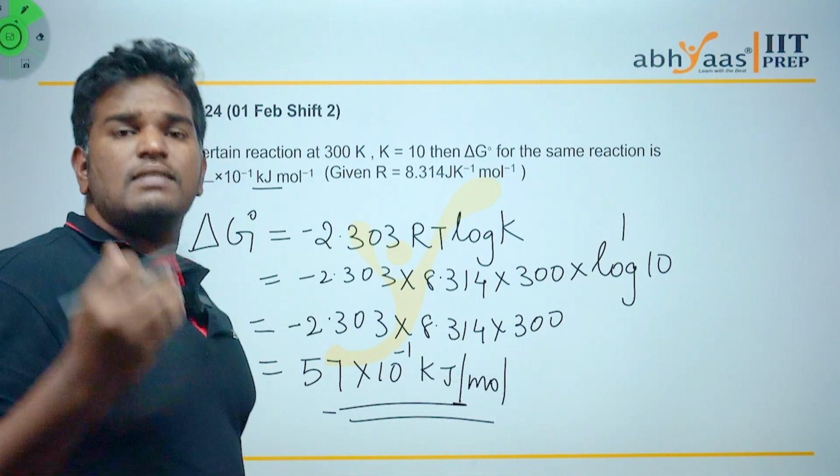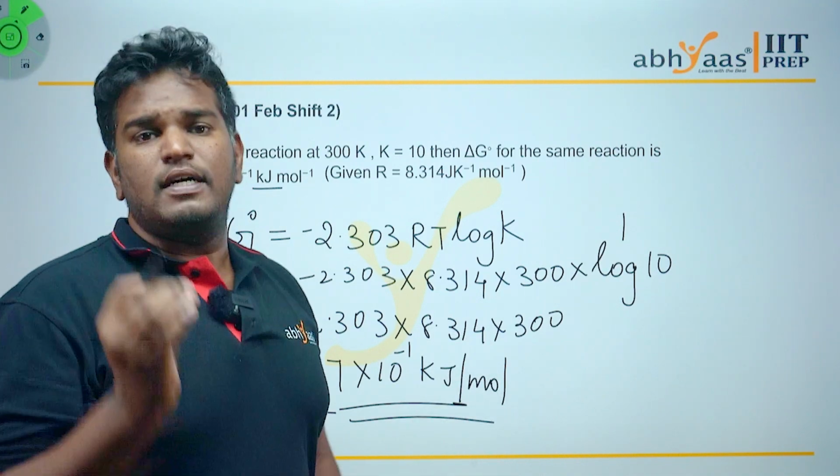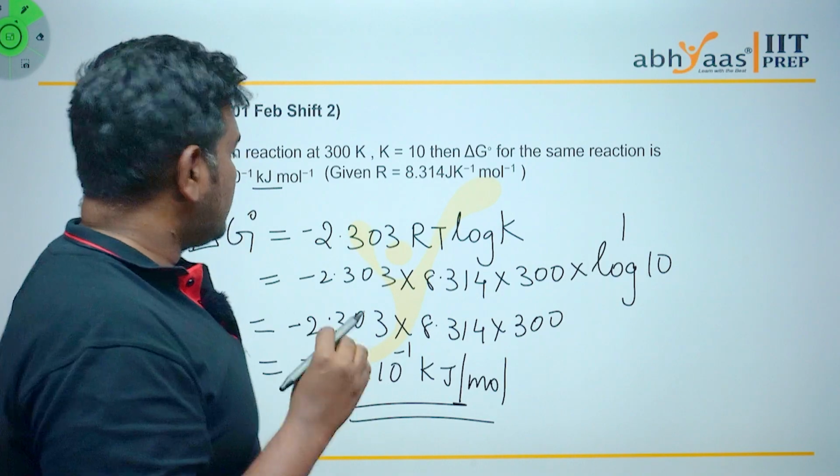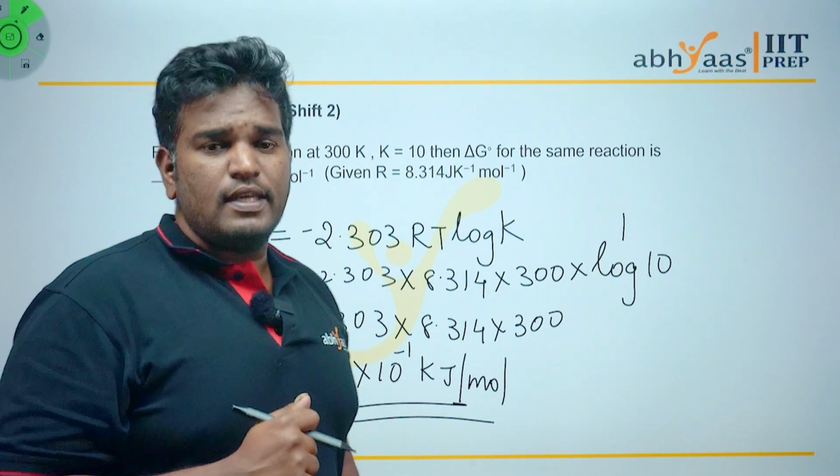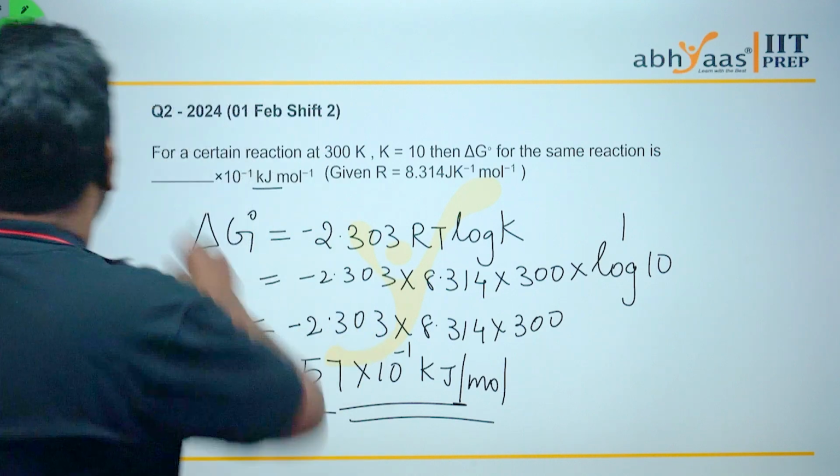So this was a very simple question. If you know this particular formula, delta G is equal to minus 2.303 RT log K, we can find the answer. Alright. Now we will move to the next question.